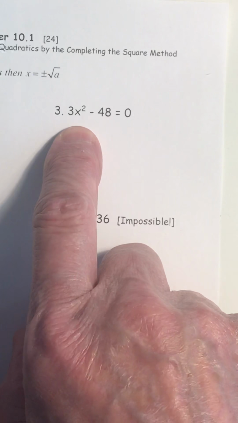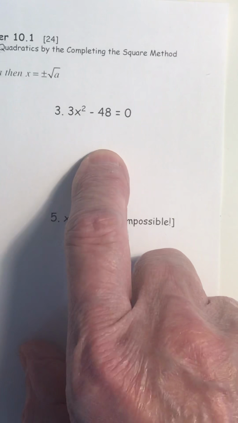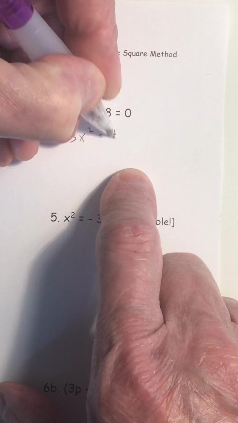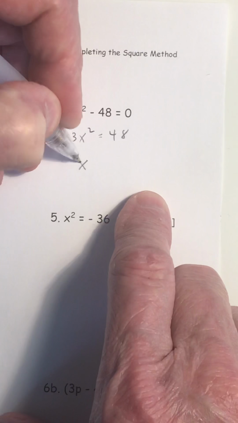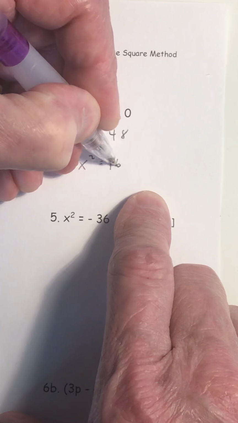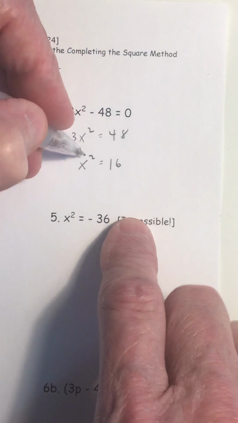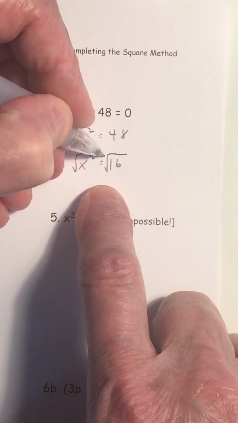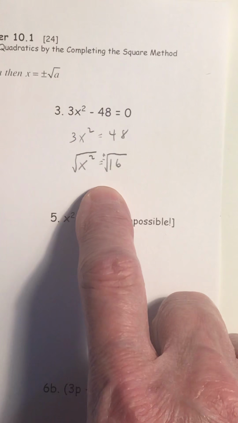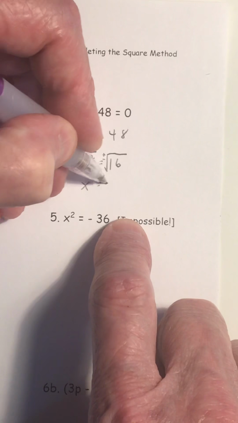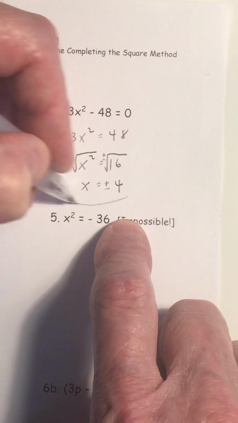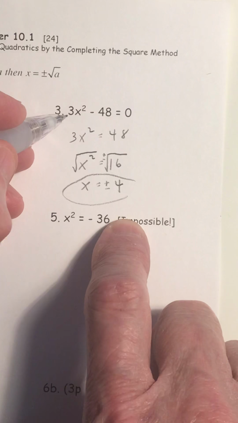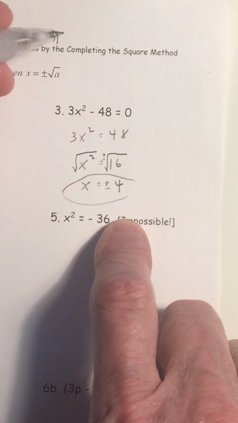Okay, I want to get the x squared by itself. Problem 3, get the x squared by itself. So I start by adding 48. And then I divide by 3. And if you can finish this in your head, that's fine. I'm going to write out the steps. Now I'm going to take the square root of that side. And on the number side, I write a little plus minus. And I get x equals plus or minus 4. So 4 or negative 4 squared would give you 16. Times 3 would be 48. Take away 48, 0.